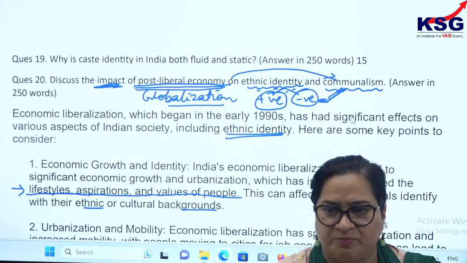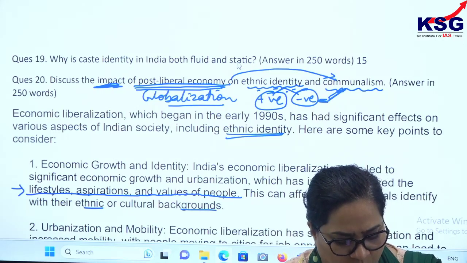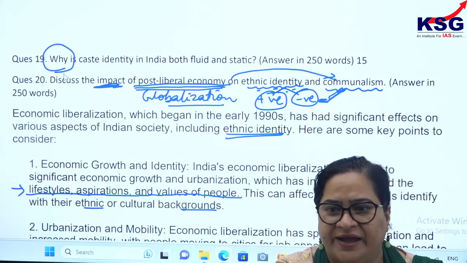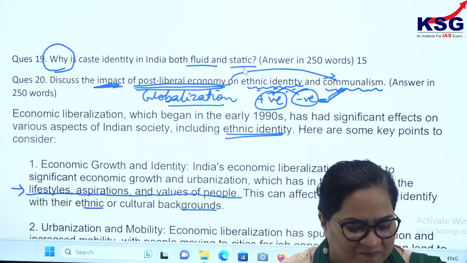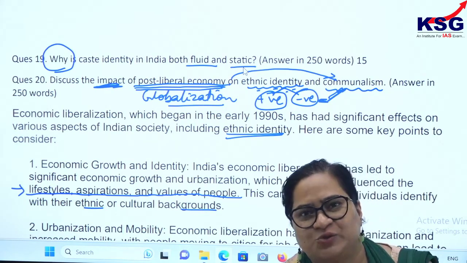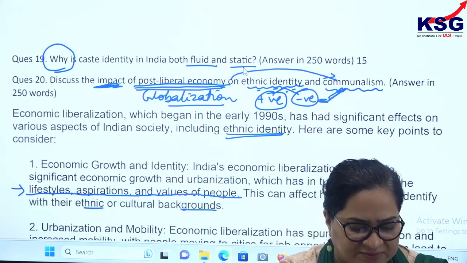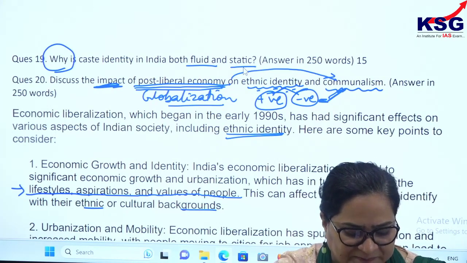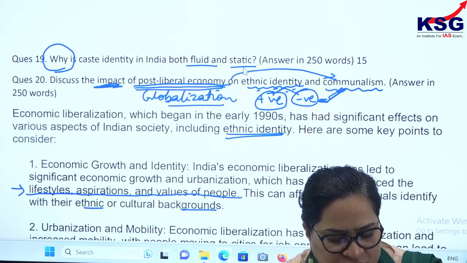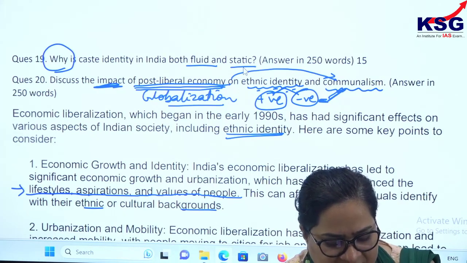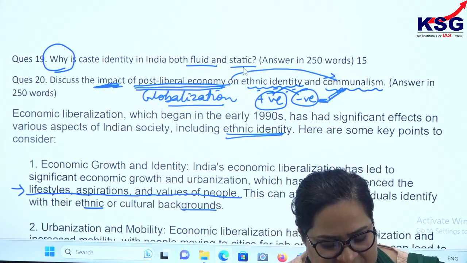Then comes the next subpart, that is, why is caste identity in India both fluid as well as static? Why? So if you reflect upon the question, why, and then fluid, and then static. I think sociology optional students will be quite comfortable and confident with this answer, right? You must be feeling that this is literally picking up all the given subsegments associated with what I have studied so far, and it just needs to be incorporated here and we can use the given dimensions accordingly, right? And that's probably the reason why we tried to create this given segment.